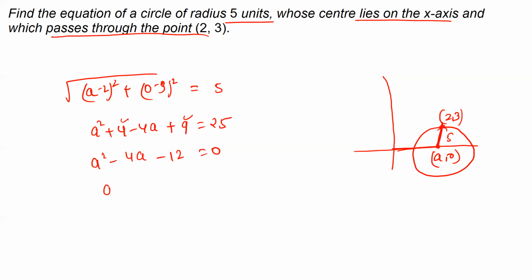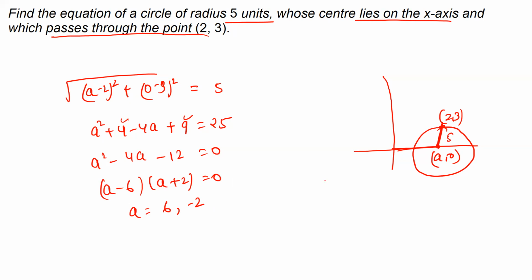So you factorize to get (a - 6)(a + 2) = 0. So we get a = 6, -2. Okay, so we have two values of a, and that is why we will actually have two circles.